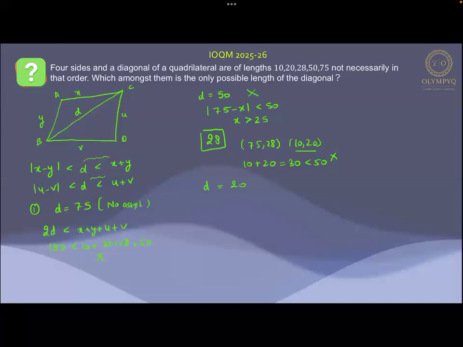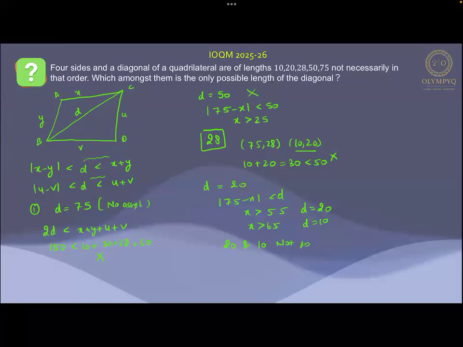Now the next case is when we take the value of d as, let's say, 20. In this case, we can see that the modulus of 75 minus x is going to be less than d. Therefore, the value of x is going to be greater than 55. And this will only be possible if d is equal to 20. And x will be greater than 65 if d is equal to 10. So 20 and 10 are not possible.